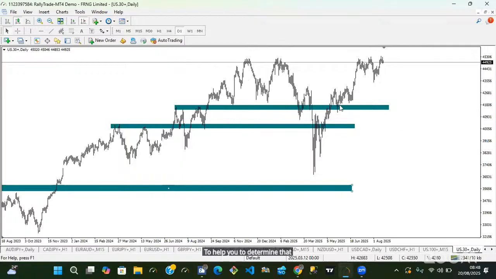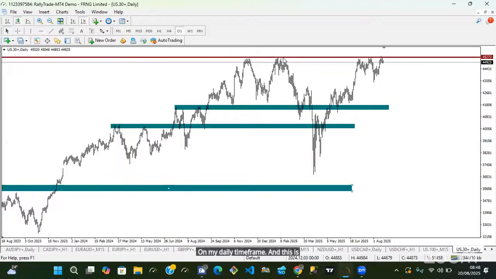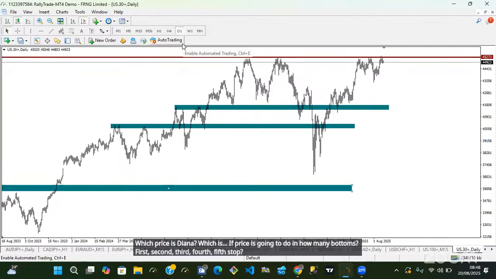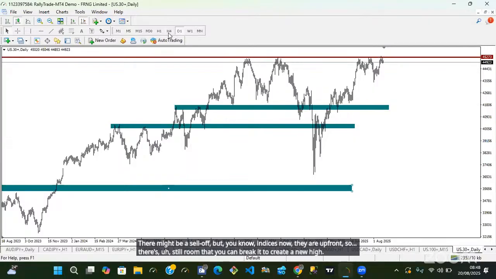So this is the current low that I'm going to be buying from on my daily time frame. And this is the highest point thus far, which price is at now. If price is going to be doing first, second, third, fourth, fifth top, there might be a sell-off, but you know indices now, they are in an uptrend. So there's still room that it can break it to create a new high.